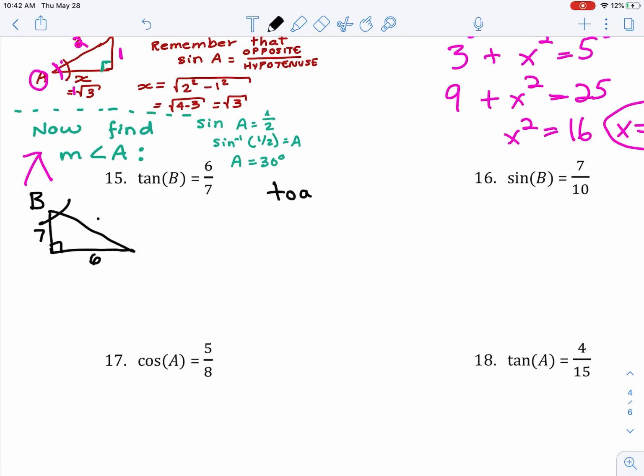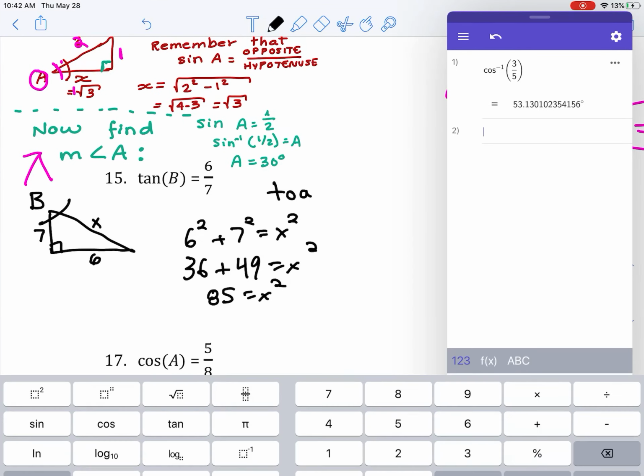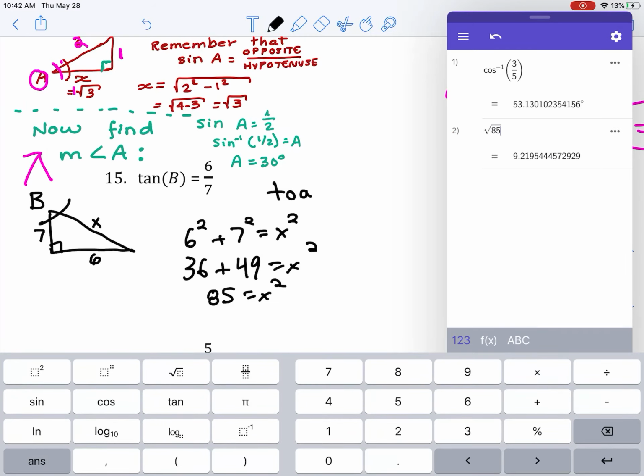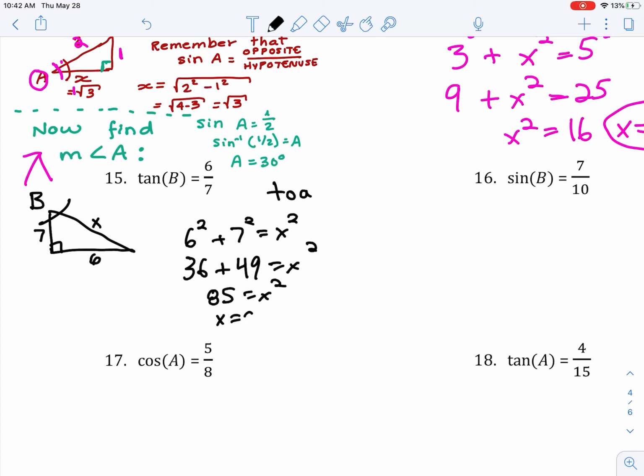And then I could use the Pythagorean theorem to get x. So 6 squared plus 7 squared is x squared, which would give me 36 plus 49 is x squared. And then 85 is x squared. And then it's just the square root of 85. Let me type that in here real quick. The square root of 85 is 9.22. So x is 9.22. And then I'm going to get angle B itself.